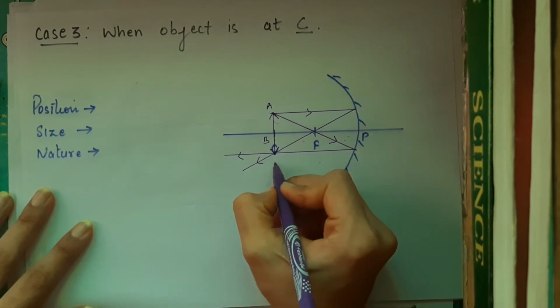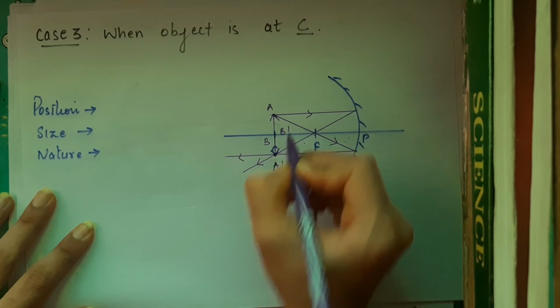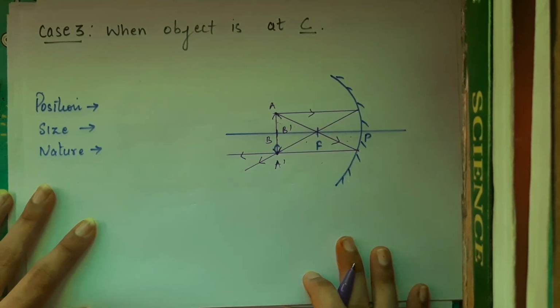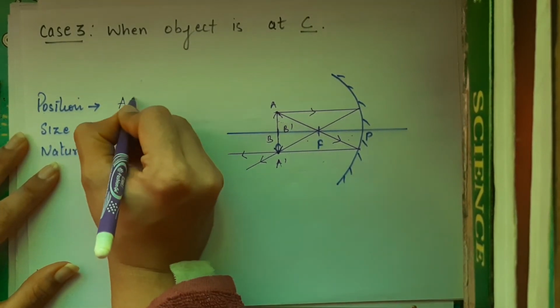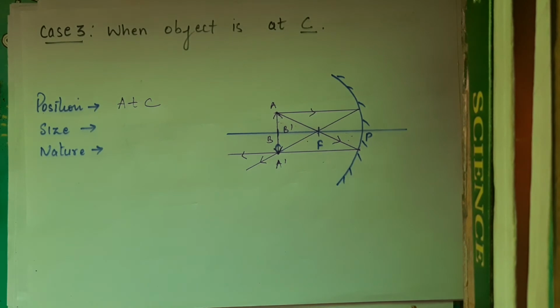So let's mark the image. The image name is A prime B prime, right? And after this, let's write the position, size and nature. So position of the image. Where is the image formed? The image is formed at C. The image is formed at C, right?